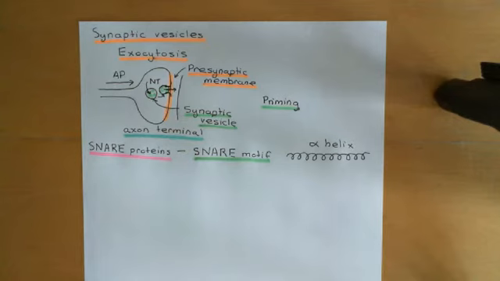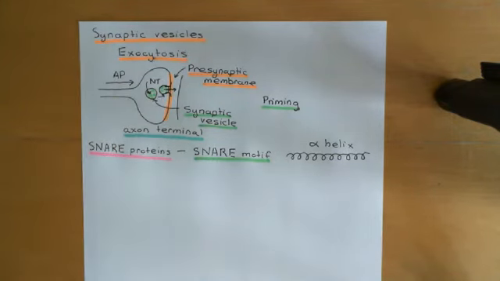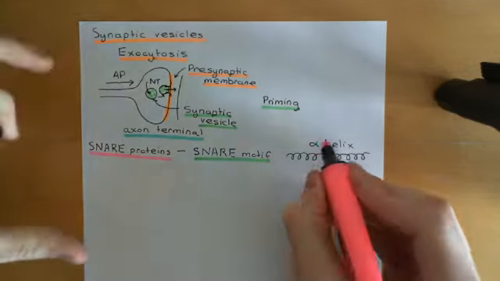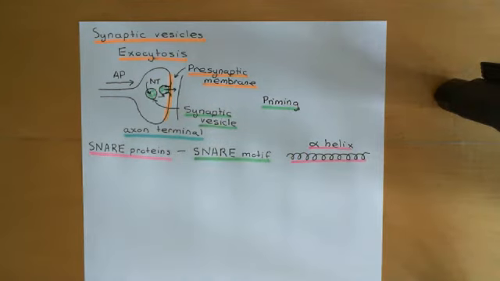And they're going to form a great bundle, which is what's going to hold the vesicular membrane to the plasma membrane. And I'll explain that more later on, but for now know that that's what connects all of these SNARE proteins together. They all have these SNARE motifs, these alpha helices.